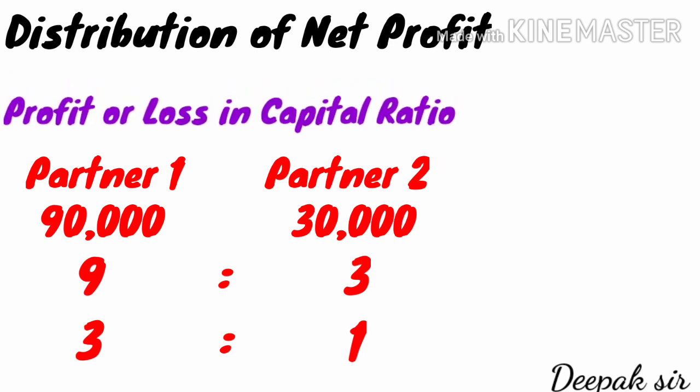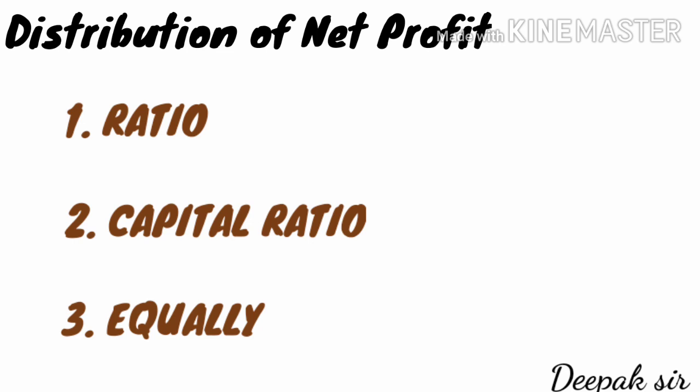So net profit is always distributed as per the ratio. If the ratio is not given, then you have to read the transaction properly, to see whether profit and loss has to be distributed as per the capital ratio. If a numeric ratio is not given, or if it is not given that profit should be distributed as per the capital ratio, then we have to distribute the profit equally among both the partners.